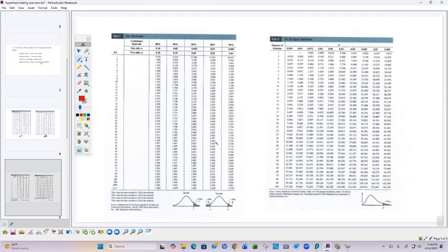If your sample size is less than 30, this is the chart we use for the t distribution. Remember, degrees of freedom is n minus 1. So if your sample size is 10, you should be at 9. If your sample size is 20, you should be at 19. If your sample size is 35, you shouldn't be on this chart, because remember, this is for sample sizes less than 30.